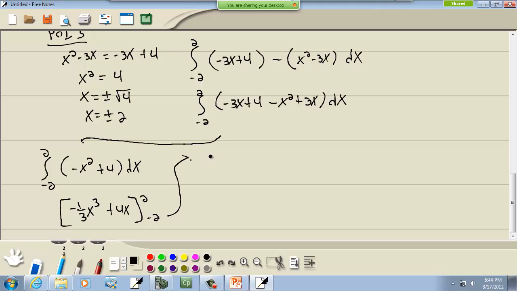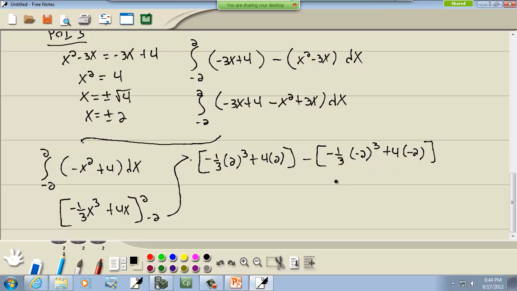Okay, so I'll plug in the 2. So we got negative 1/3, 2 to the 3rd, plus 4 times 2, minus, and then negative 1/3, negative 2 to the 3rd, plus 4 times negative 2. Again, using the even and odd properties really does save you steps on these. We wouldn't even have to worry about it if one of those was 0. A lot easier to work.